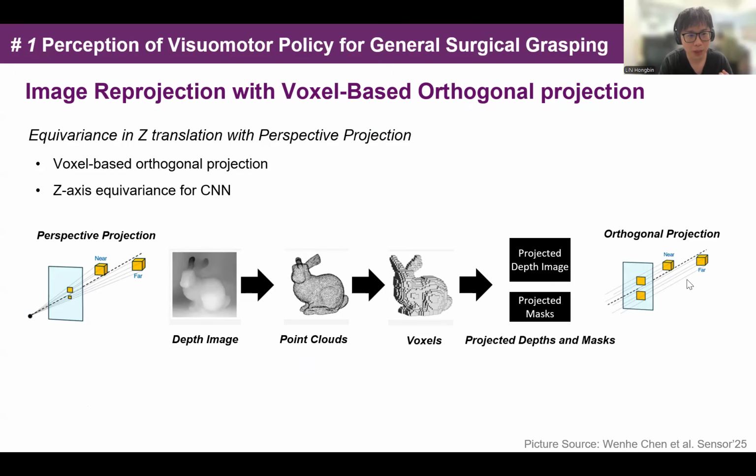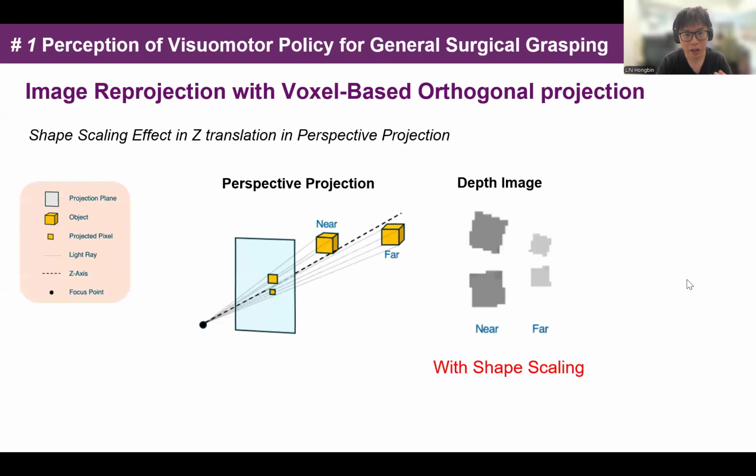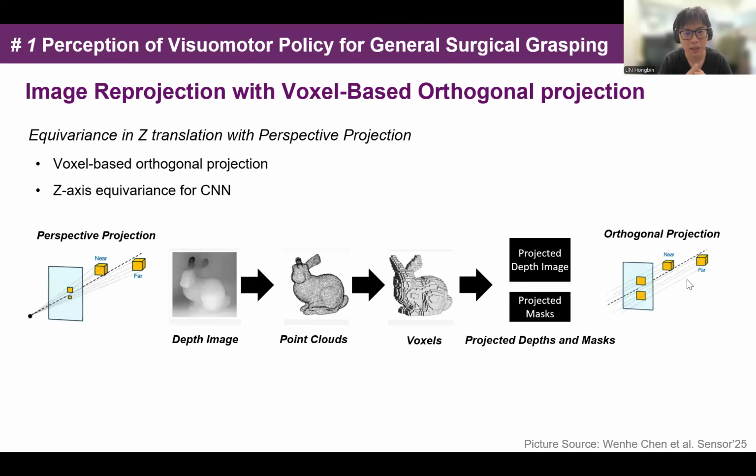And this image reprojection thing, we project the image using the orthogonal projection, and the image will be equivariant in terms of the z-axis. So it will have no shape scaling effect. Okay, but orthogonal projection, the approach is already there, right? But we are using the voxel base, and we showcase that this is equivariant.